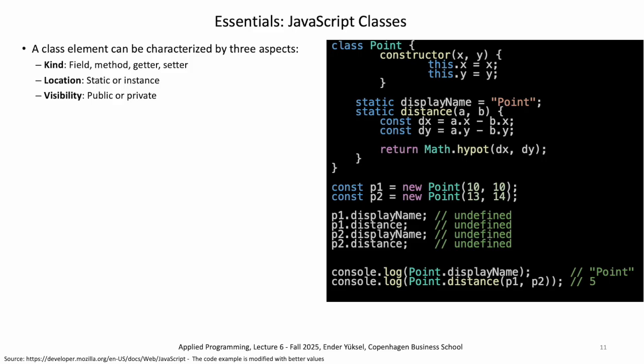A class element can be characterized by three aspects. Kind is about what type of member it is. Field is a property, for example, display name in the code. Method is a function, for example, distance. Getter is like a property but runs code. Setter is like an assignment but also runs code.